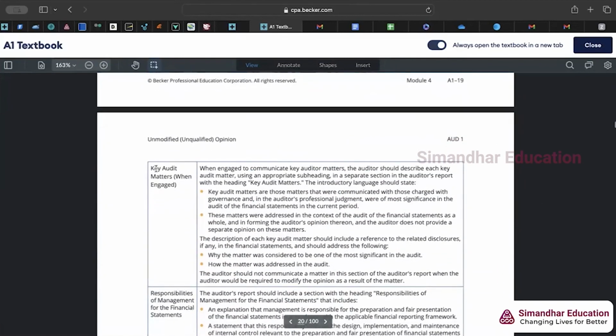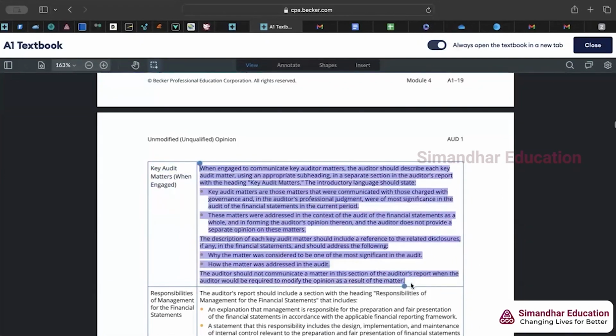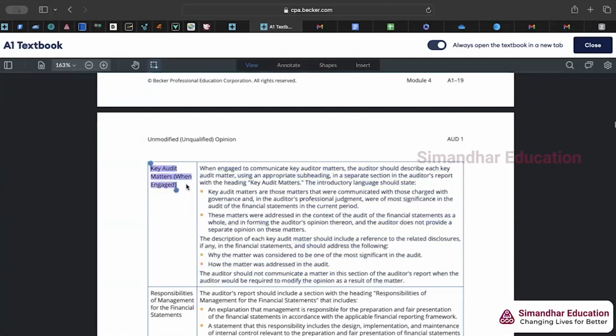Then, key audit matters when engaged. We will talk about key audit matters shortly. You are required to include this paragraph only if you are engaged to do so in case of private companies or non-issuers. In case of an issuer, it is mandatory to give critical audit matters. Key audit matters is the term used in case of non-issuers. Critical audit matters is the term used for issuers. Optional here, mandatory in case of issuers.